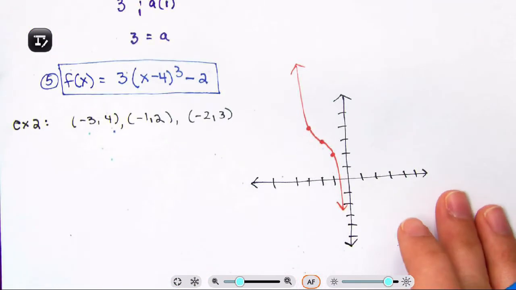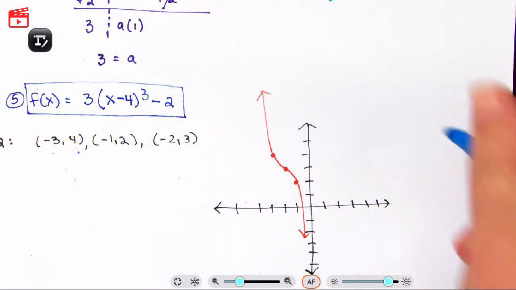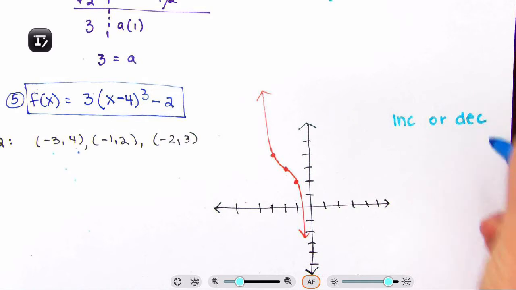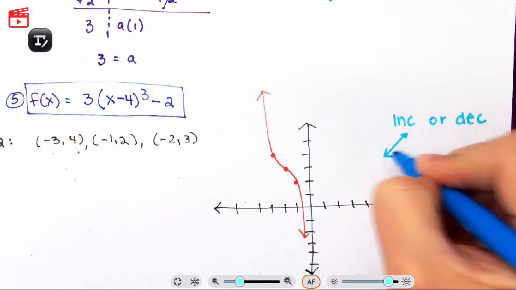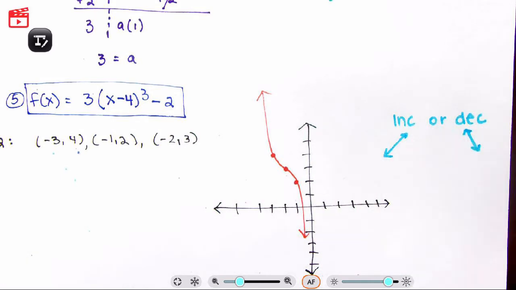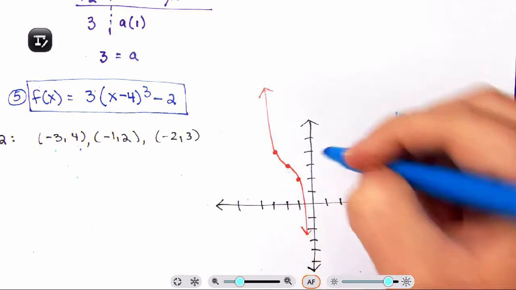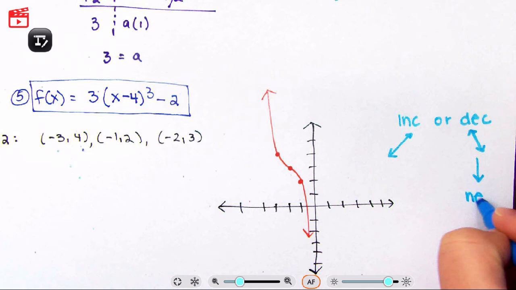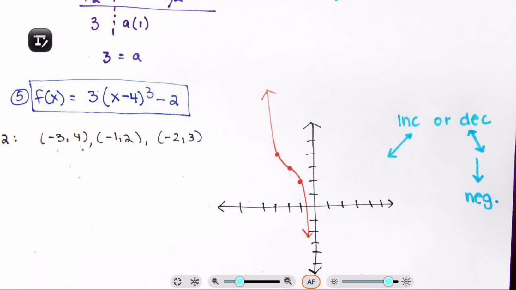Let's go ahead and do another one. Notice again, is this function increasing or decreasing? Is it going up from left to right, or is it going down from left to right? And in this case, it is going down. So we have a decreasing function. So we know that we're going to have a negative function with a negative out in front.